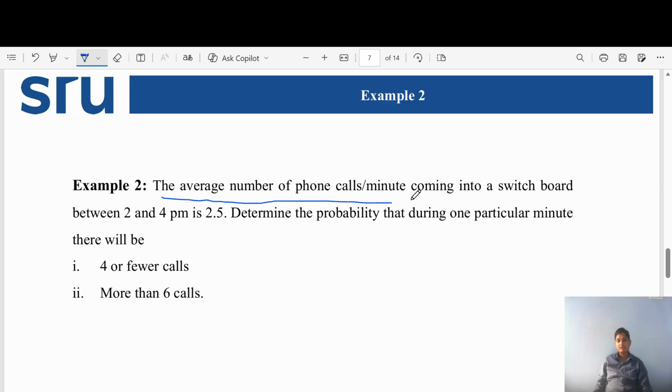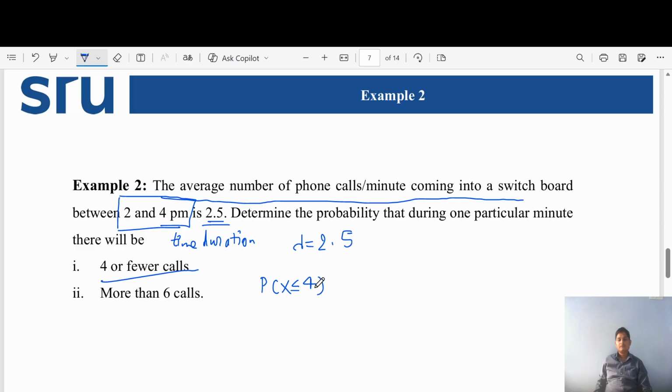The average number of phone calls coming per minute into a switchboard between 2 to 4 p.m. means the time duration is given. The average is 2.5. So lambda is 2.5. Okay. 4 or fewer calls. So 4 or fewer means i is equal to 0 to 4.